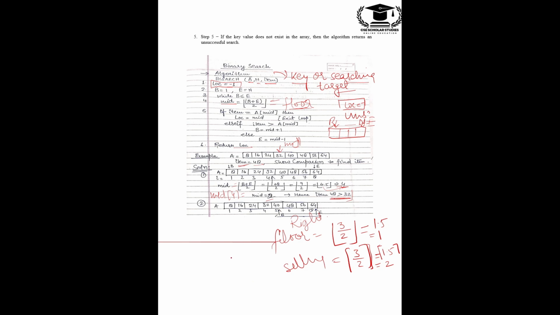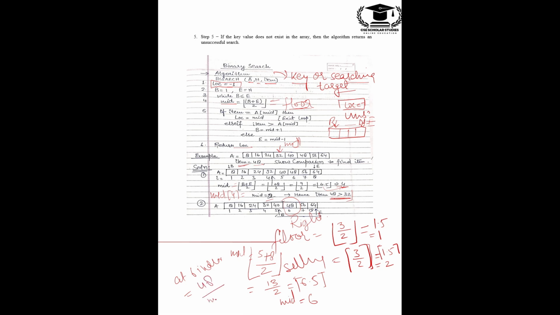We now calculate the mid value for this half portion of the array. Mid is equal to 5 plus 8 upon 2, which is 13 upon 2, 6.5, so the mid value is 6. What is at 6? 6 is this index. At the 6th index the value is 48, and the searching value is also 48.